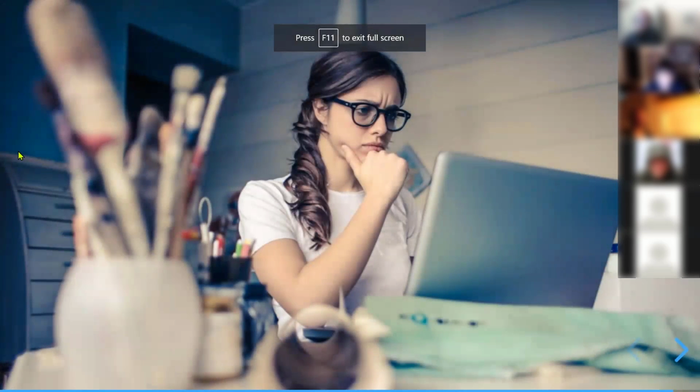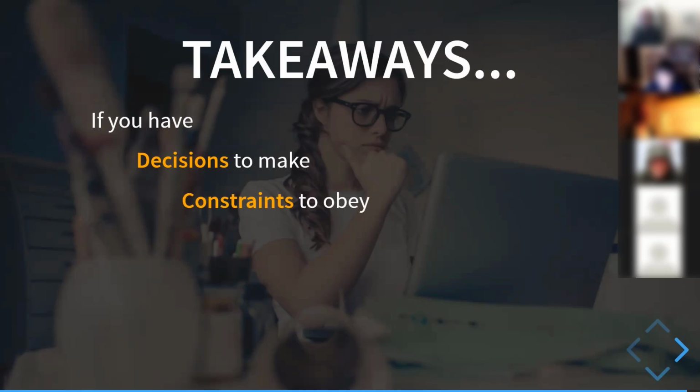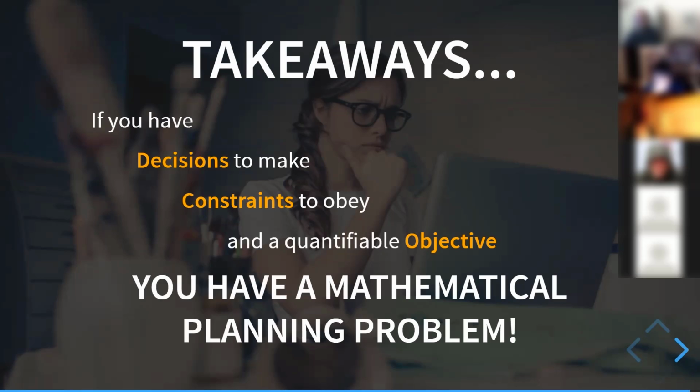Okay. So, key takeaway from all this and this introduction to mathematical planning: if you have a problem where you have decisions that need to be made, constraints that need to be obeyed, and a quantifiable objective, you have a mathematical planning problem. And very well may be that this would be a great tool for what you're doing. I've seen these types of problems crop up in all kinds of places that I would not have suspected before.